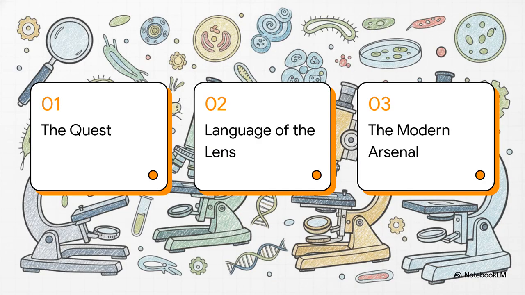Okay, let's dive right in. To make things easy, we've broken our mental roadmap down into three main chunks. First up is the quest, which is our historical journey. Then, the language of the lens, where we'll cover the essential optical vocabulary you really need to know. And finally, the modern arsenal, where we explore the incredible tools that literally let us look at individual atoms.